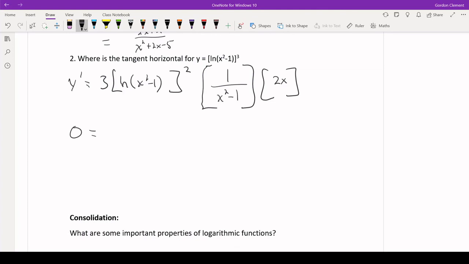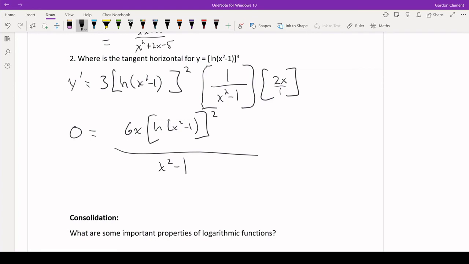I've got on the numerator, 3 times 2x, because that's a 2x over 1, so I'm going to make that 6x times the log of x squared minus 1 squared all over x squared minus 1. So that's what we're solving where it's 0.